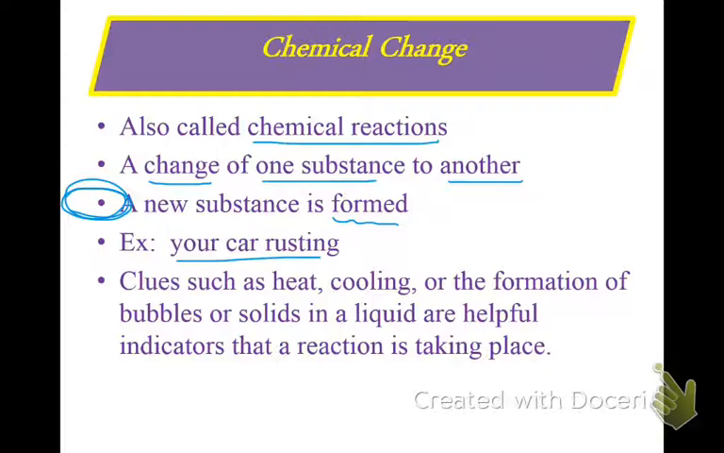Okay? Clues that you have a chemical reaction happening: heat is produced or something's cooling. You have bubbles, meaning a gas is being produced. Solids in liquids, meaning that you have what's called a precipitate being formed. There's chunky stuff being produced. Those are all good indicators that a chemical change is happening.